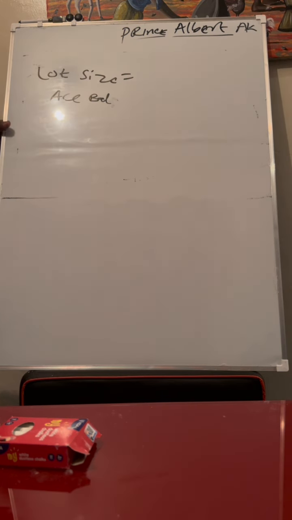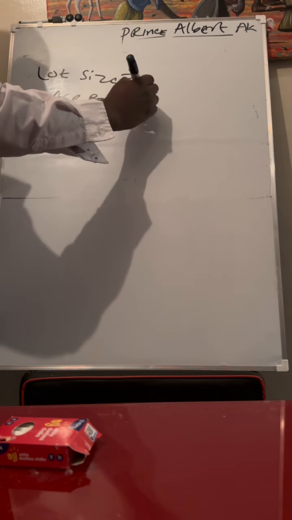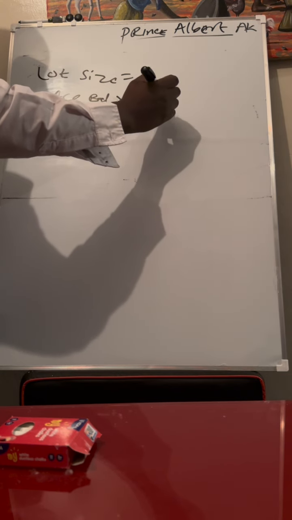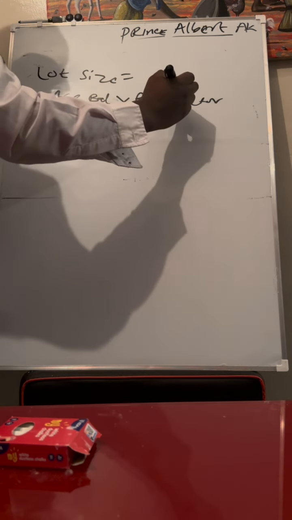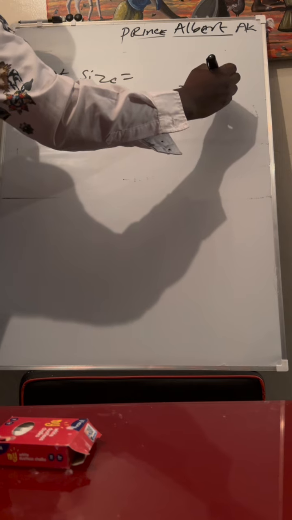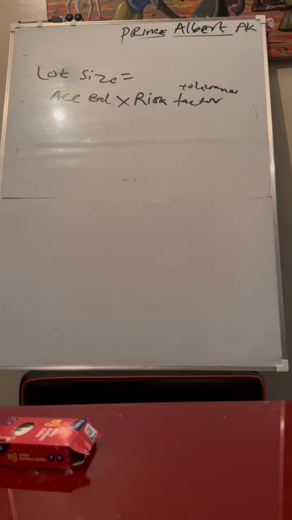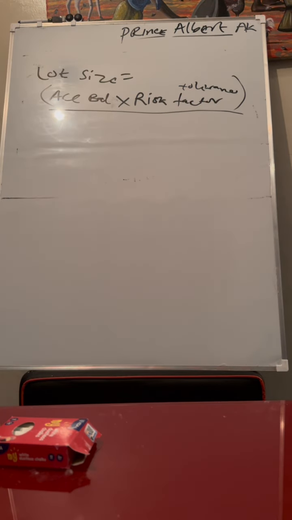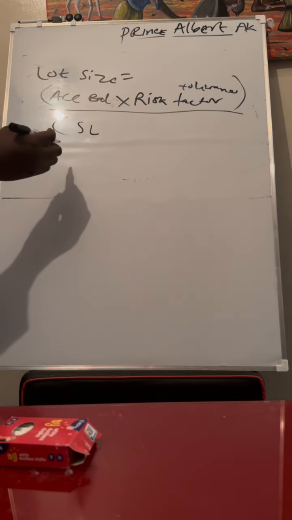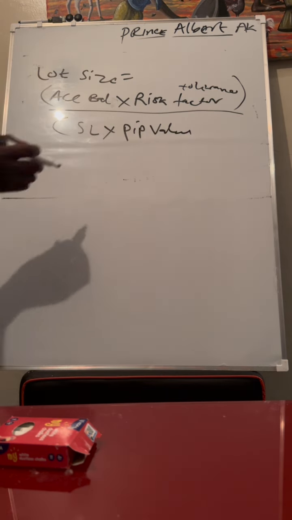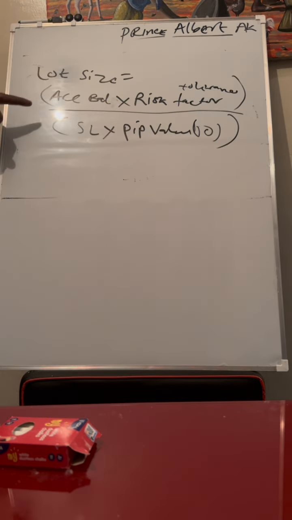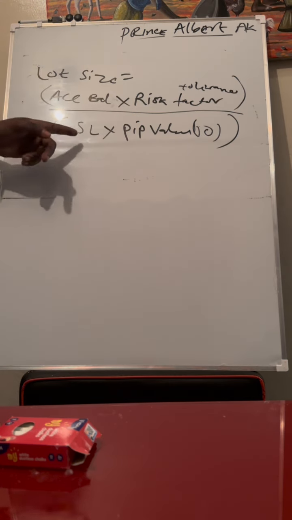multiplied by risk factor. I'll explain this. Multiplied by risk factor or risk tolerance, all these divided by the stop loss times the pip value. In our case, since we are trading currency, the pip value is 10. So account balance multiplied by the risk factor divided by stop loss.